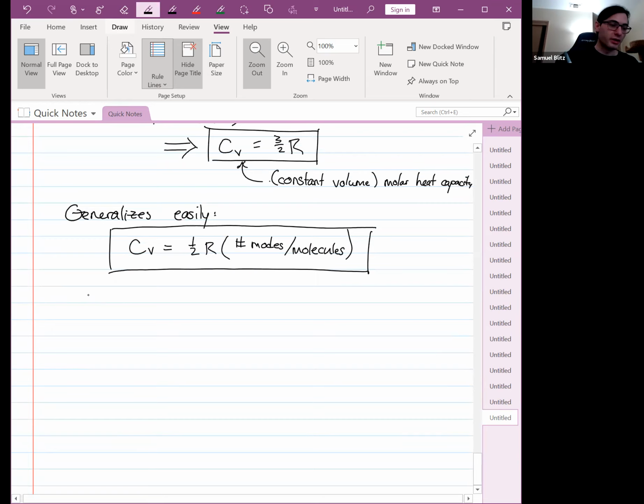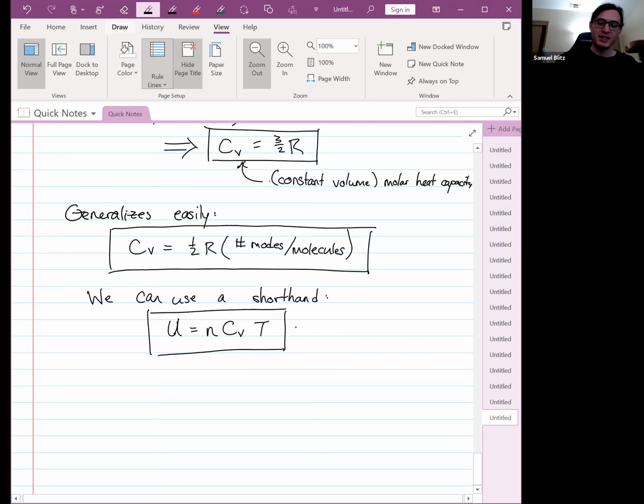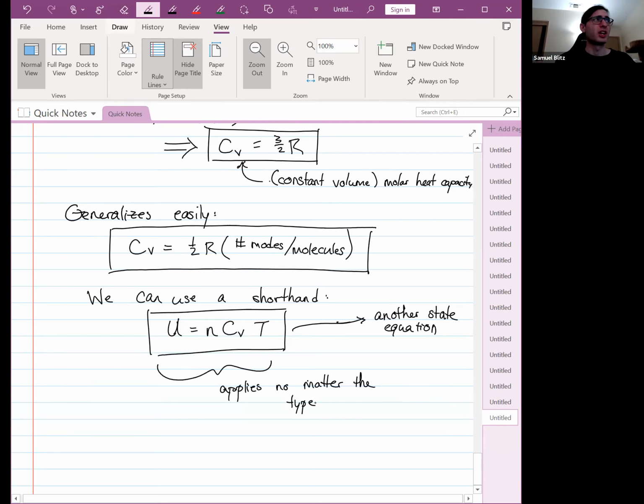So we can actually use a shorthand for the energy of a system. The total energy of an ideal gas is N times C_V times T. All I did was plug in what C_V is. And this is just another example of a state equation. It's just a rewriting of one of the old state equations that we had. And this equation applies no matter the type of gas, as long as it's ideal. Actually, well, yeah. I think that this actually just applies even for non-ideal gases.